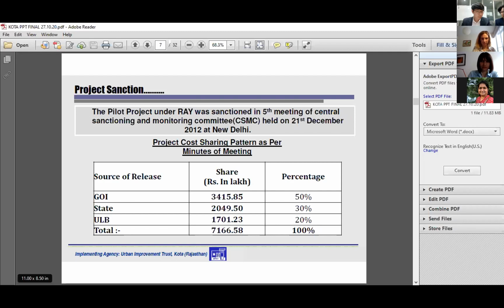So this was the sharing pattern of this project. It was sanctioned under Rajiv Awas Yojana. 50% of the share was borne by the Government of India. Total project cost was 7,166 lakhs, and 30% share was borne by the state government and the remaining 20% by the urban local body, that is Urban Improvement Trust Kota.